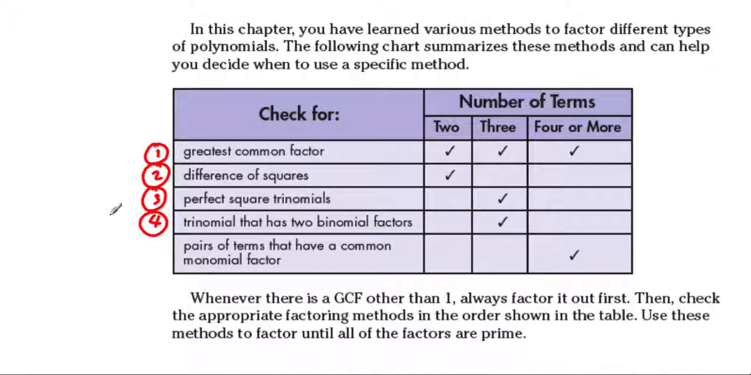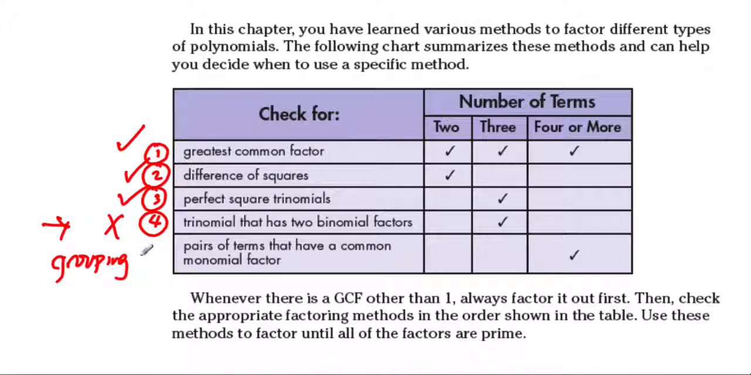See, this is now your power of x, or your method x right here. Okay, so that, and pairs of terms that have common monomial factors. So this is basically power of x, and this is the grouping method. So first check for GCF, then check for difference of squares, then check for perfect square trinomials, and then you do the power of x.